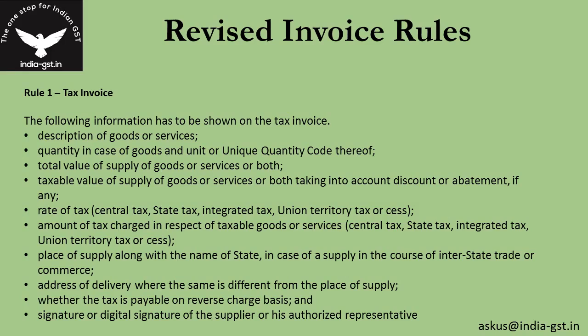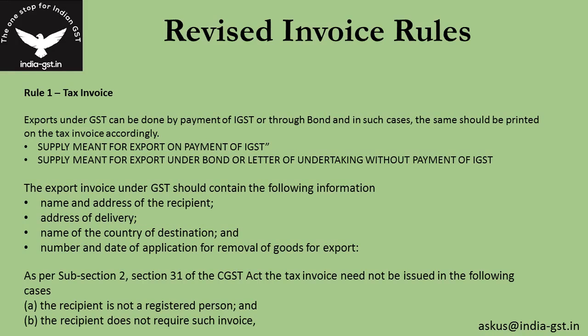Amount of tax charged in respect of taxable goods or services: central tax, state tax, integrated tax, union territory tax or cess. Place of supply along with the name of state, in case of a supply in the course of interstate trade or commerce. Address of delivery where the same is different from the place of supply. Whether the tax is payable on reverse charge basis, and signature or digital signature of the supplier or his authorized representative.